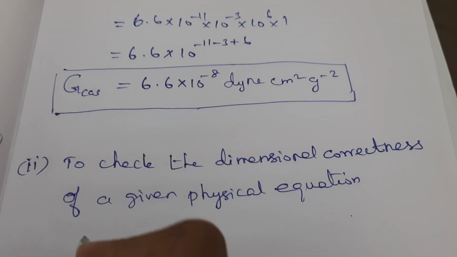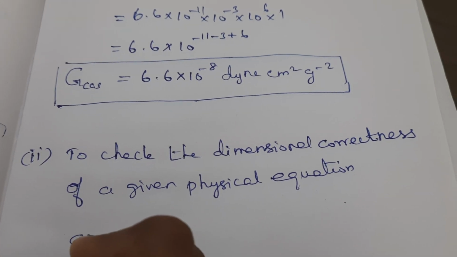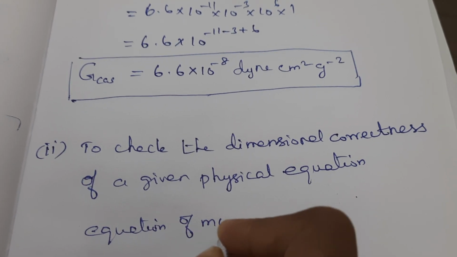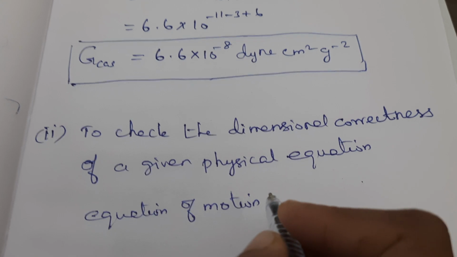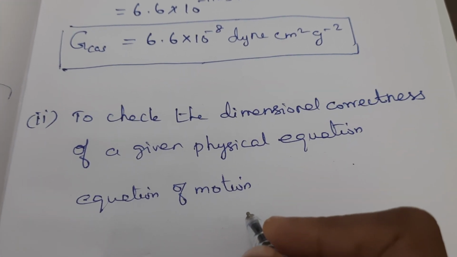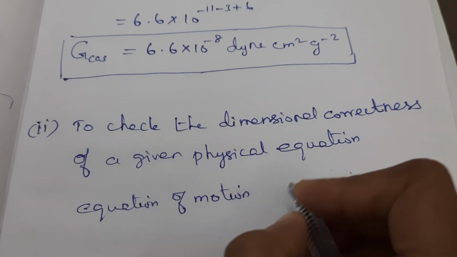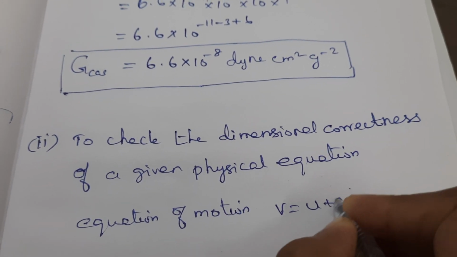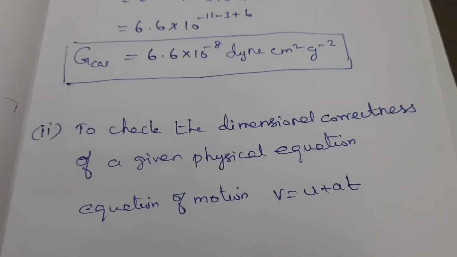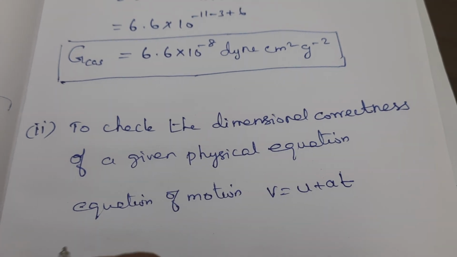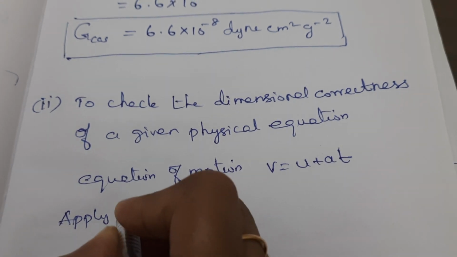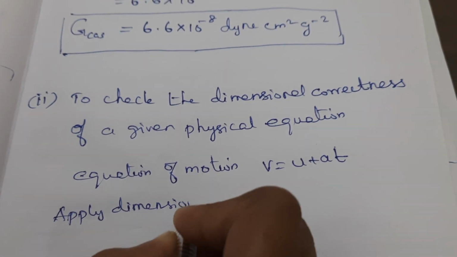Let us take the equation of motion. You have learned v equal to u plus at, s equal to ut plus half at square. In the first equation of motion, we are considering v is equal to u plus at. Whether this equation is correct or not dimensionally, you have to apply the dimensional formula on both sides.